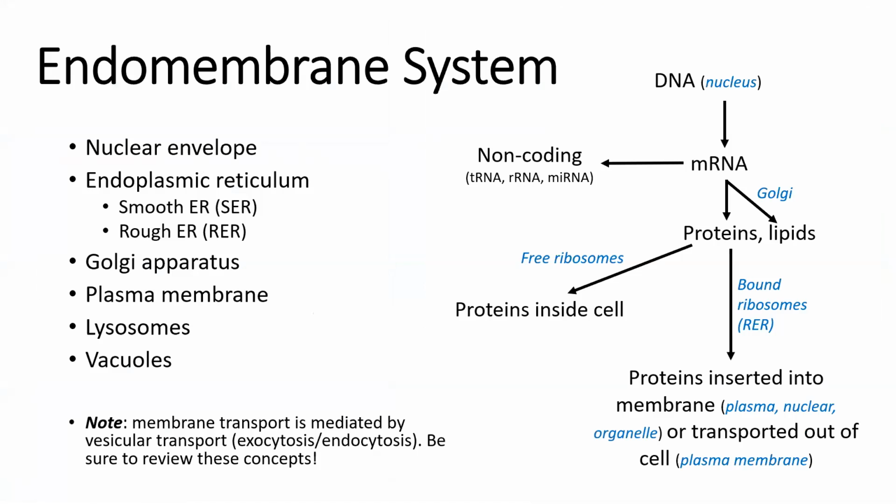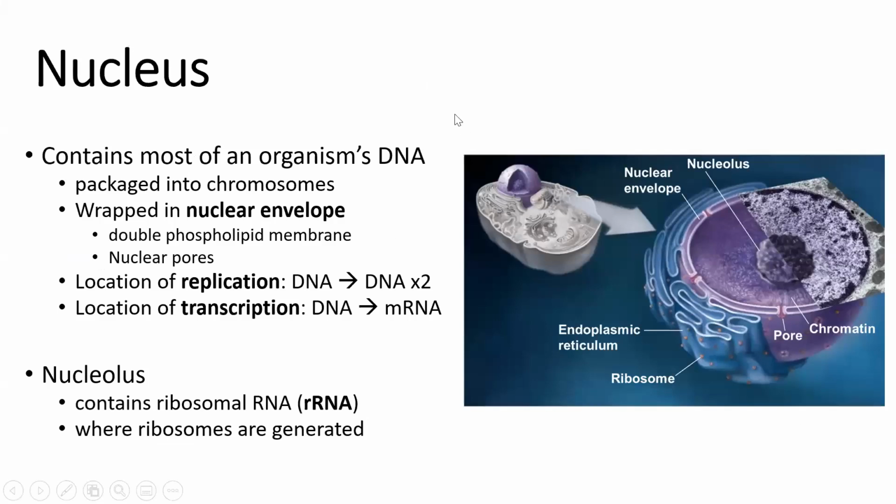So you didn't have membrane-bound organelles in the prokaryotic cells. Now we have a nuclear envelope, so a nucleus. You have the endoplasmic reticulum, which is divided into smooth and rough, which we're going to talk about. You have a Golgi apparatus or Golgi complex. You have the plasma membrane. You have a lysosome. You have the vacuoles. Again, all these evolved from our prokaryotic ancestors. Good? All right, so let's talk about the nucleus.